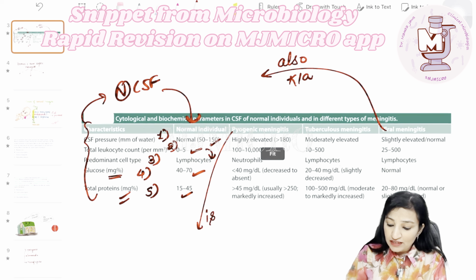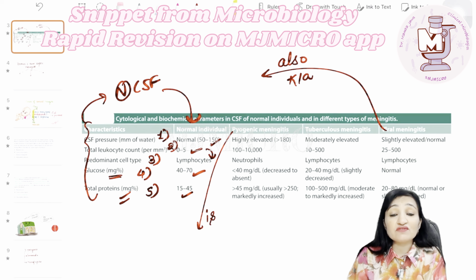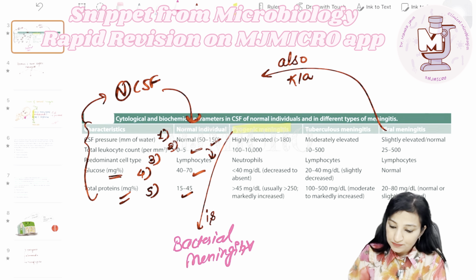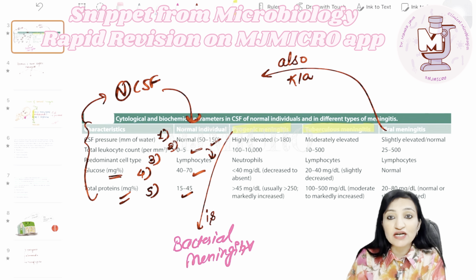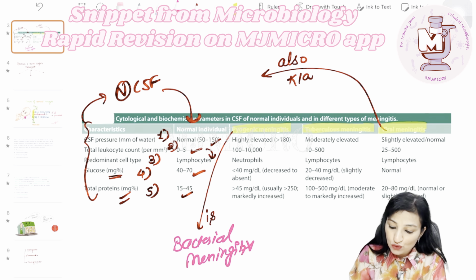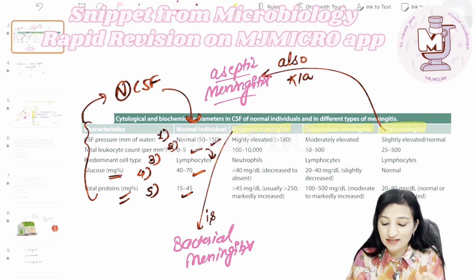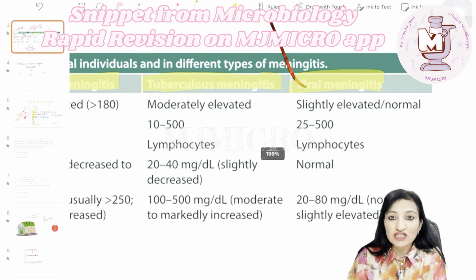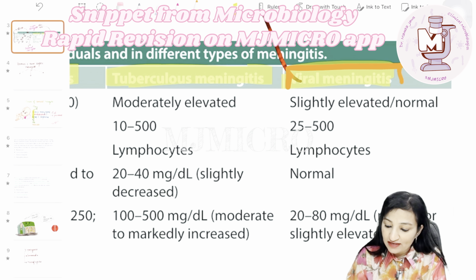All right. Now we should familiarize ourselves with the features of pyogenic meningitis, also known as what? Also known as bacterial meningitis. Then tuberculous meningitis and viral meningitis, also known as aseptic meningitis. Don't be petrified of this table. It's pretty simple to remember, and we'll revise this table from right to left. So on my extreme right, I have viral meningitis.